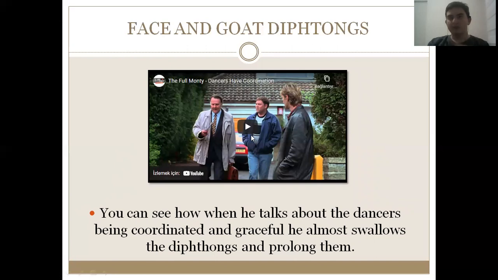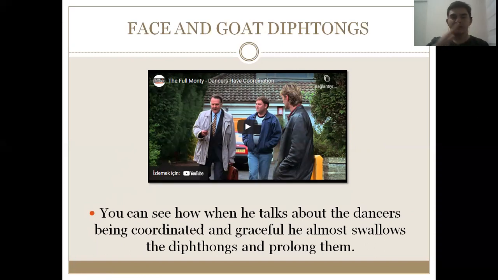And of course, again, if you've completed this course, you would have also seen this example. This is a Full Monty sketch, I guess. In this sketch, the guy with the gray coat talks about how dancers are quite coordinated and graceful. If you have heard the sounds, you can almost say that the guy swallows the diphthongs. He starts with a vowel, but he doesn't glide it through to the other vowel.